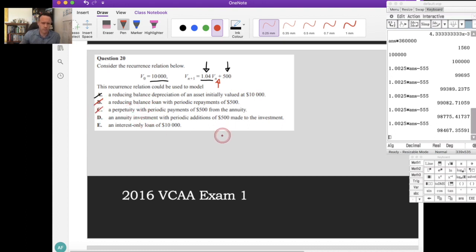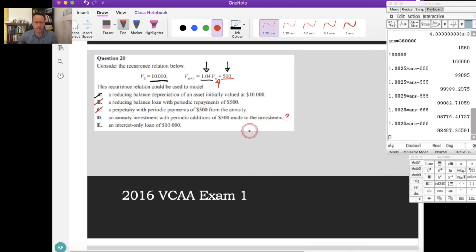An annuity investment with periodic additions of $500 made to the investment. Okay, so it could be that. So we're investing $10,000 in the bank. The bank's giving us 4%, and we're still adding $500 a month, a week, a year, whatever it might be. So it could be that.